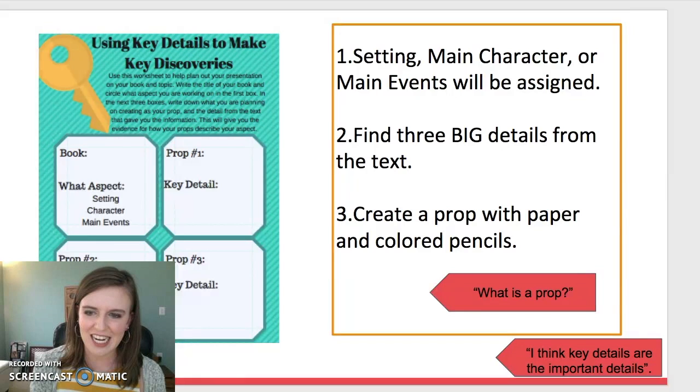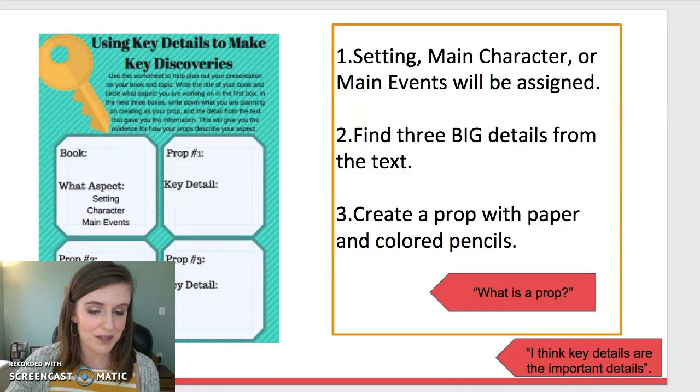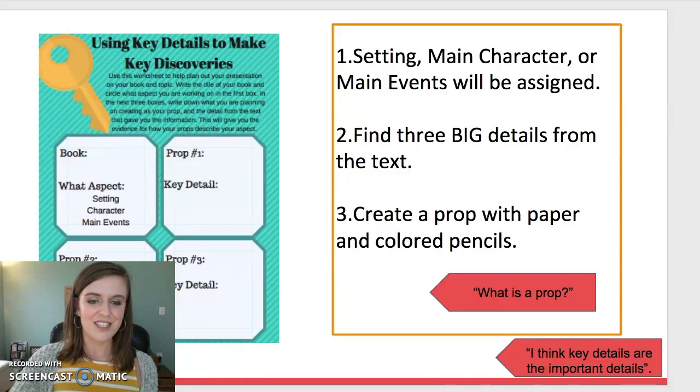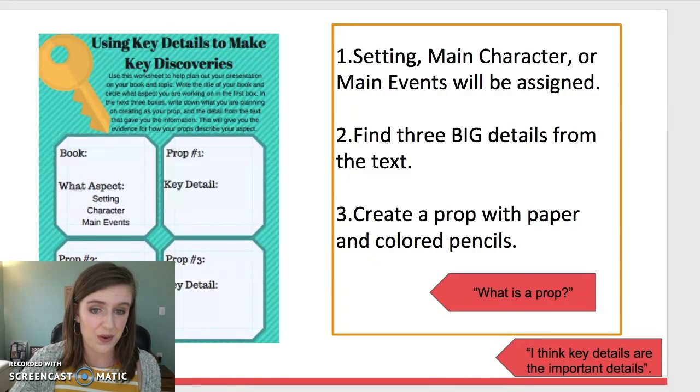That is exactly right. Someone said, I think key details are the important details. And they are very important. That's why they're called key. Because in the anticipatory set that Mrs. Fott did, you guys learned about how keys unlock new information. And so key details unlock new information within a story or within a lesson.